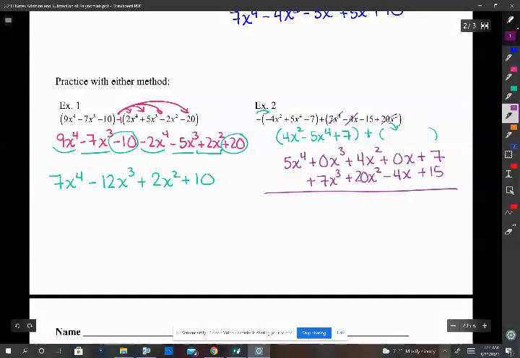And then it's basically 5 plus 0x to the fourth. So it's like holding the spot here, which is 5x to the fourth. 0 plus 7 is 7x to the third. 4 plus 20, 24x to the second. 0 plus negative 4, negative 4x. And 7 plus 15, which is 22.